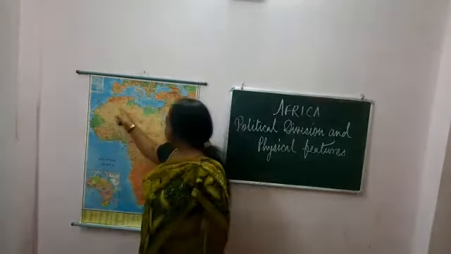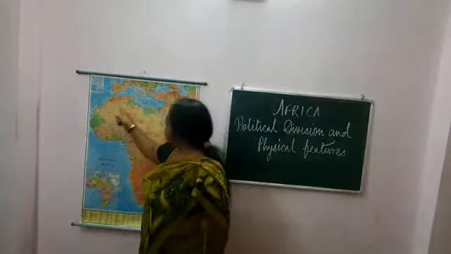Next, the area covers about 30.2 million square kilometers. Africa is almost twice the size of South America and 9 times the size of India. The vastness of the continent is such that the land masses of the US, Europe, Japan and India could be fitted into it, and even then some space would remain empty.